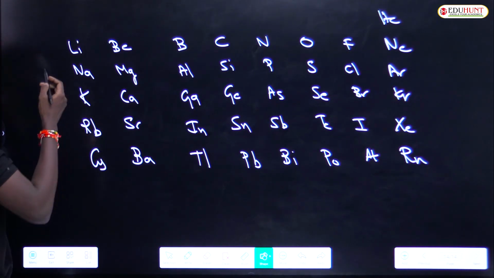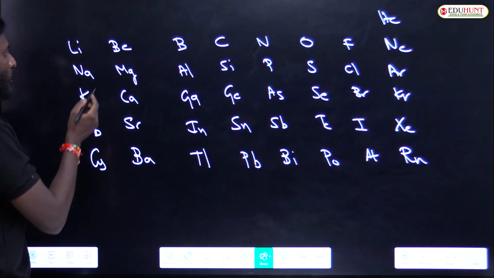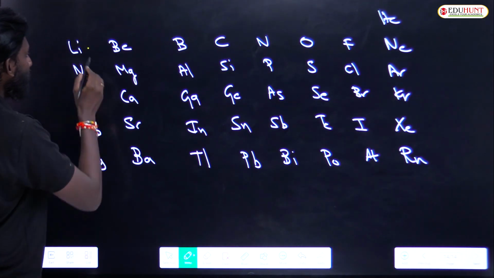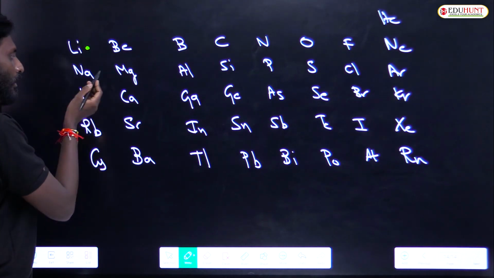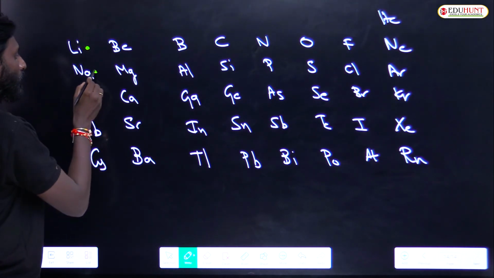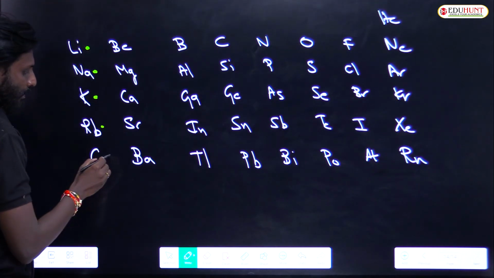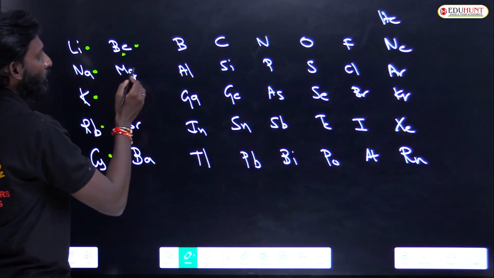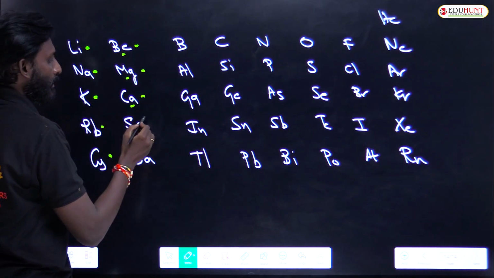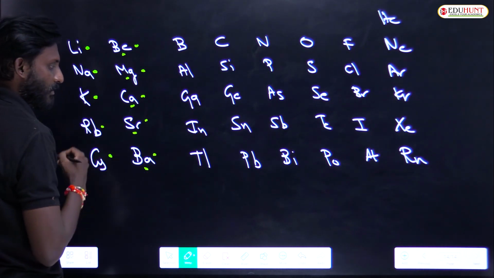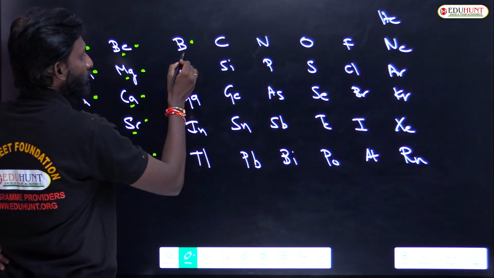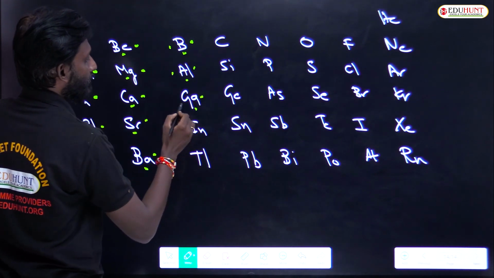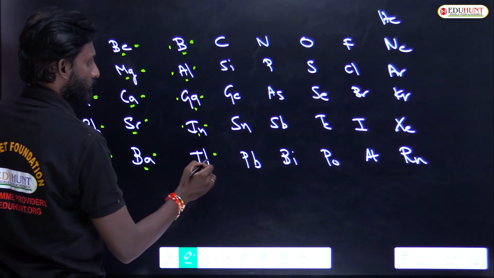That means lithium is 2s1, while in the valency shell only 1 electron. Like that, sodium 3s1. So all the members have only 1 electron in the valency shell. Like that, beryllium 2 electrons, magnesium. All these members have 2 electrons in the valency shell, and all the members have 3 electrons in their valency shell. Like that. Are you getting?